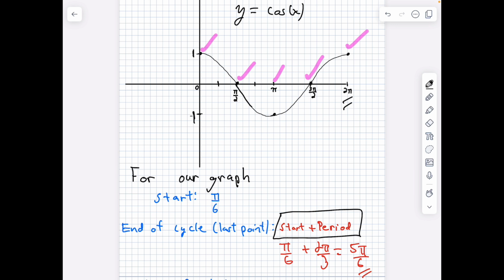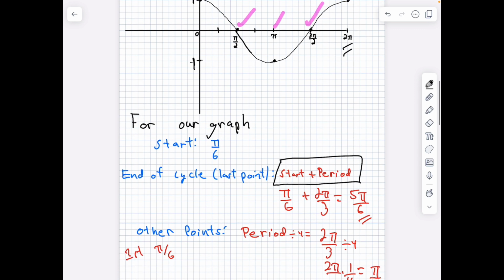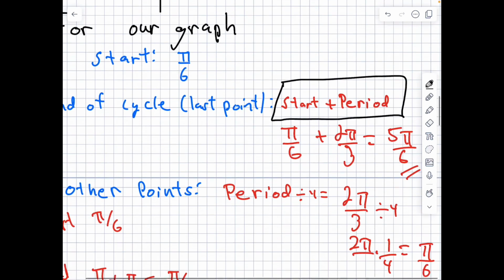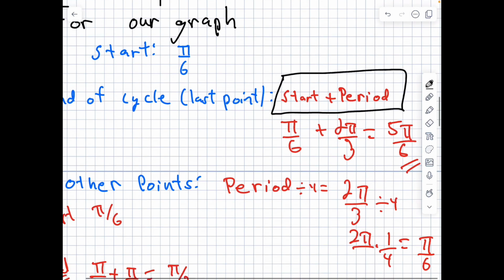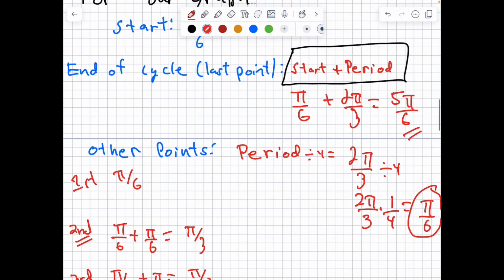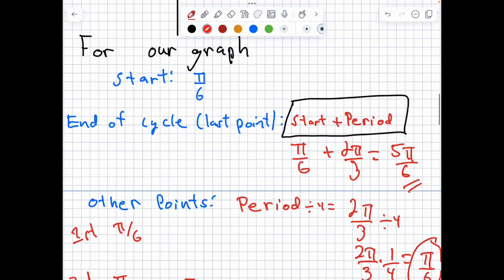And what that essentially is, is that whole period divided into 4 equal parts, right? So if you have a whole period and you have points that are equally spaced apart, it's the length divided by 4 parts here. So that's why we're going to look at this equation where I have other points as this period divided by 4. So you get 2 pi over 3 divided by 4. So we're always going to do that. 2 pi over 3 times a fourth is pi over 6, right here. And that's basically the distance between each of your points.